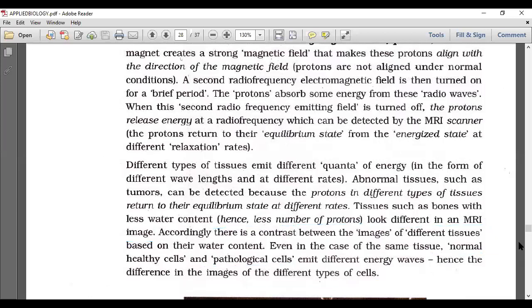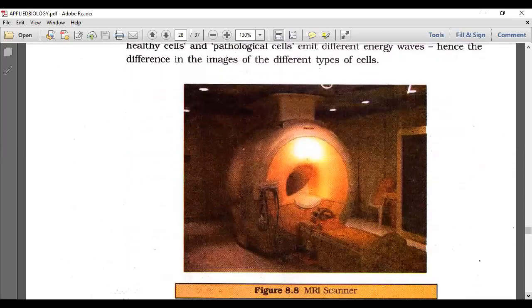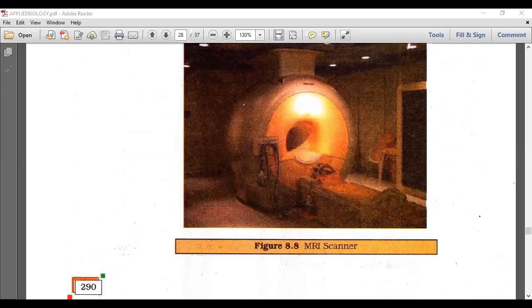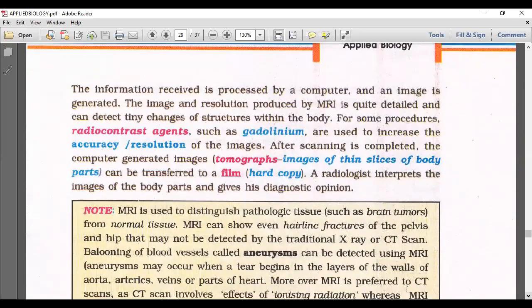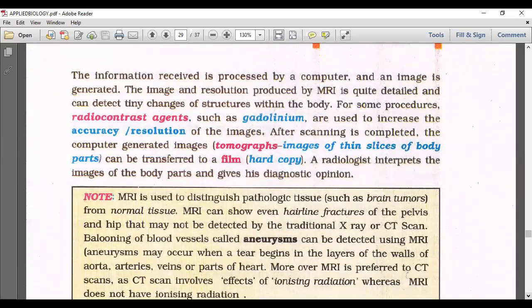So that's it about magnetic resonance imaging. Okay, let's take a look at the photograph here. This is MRI scanner. And what is it used for? The information received is processed by a computer and an image is generated. The image and resolution produced by the MRI is quite detailed and can detect tiny changes of the structures within the body. For some procedures, radio contrast agents like gadolinium are used to increase the accuracy and resolution of the images.